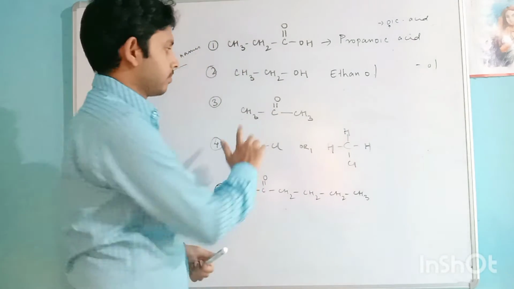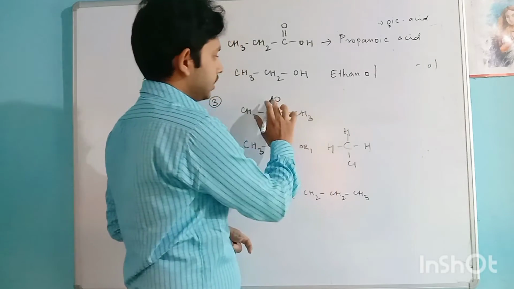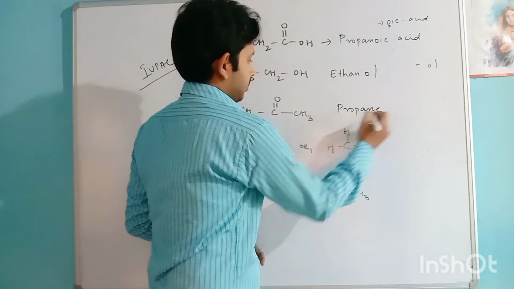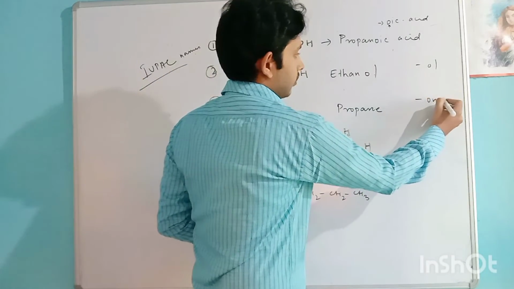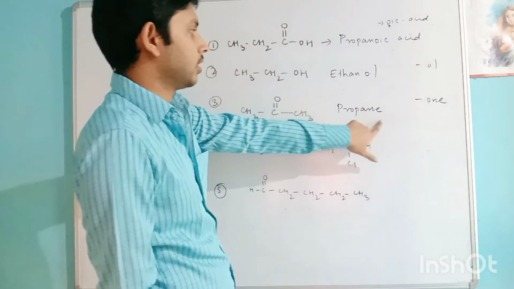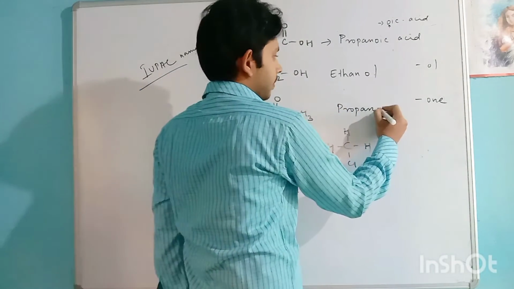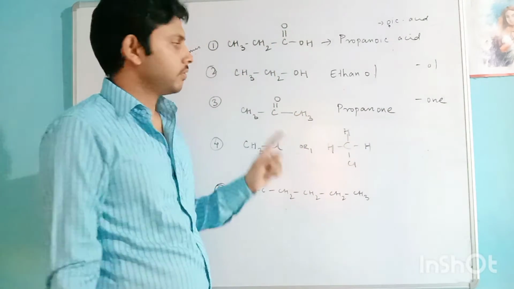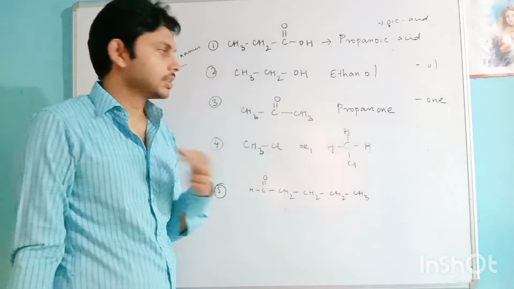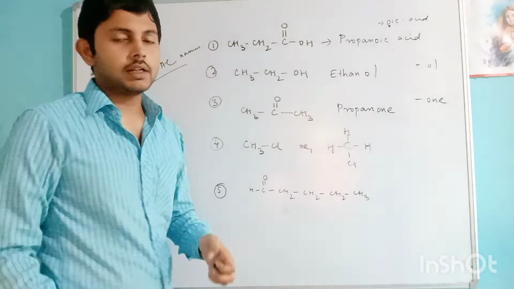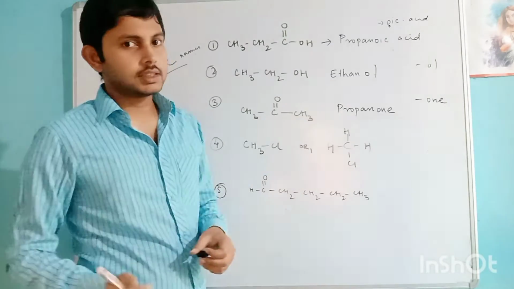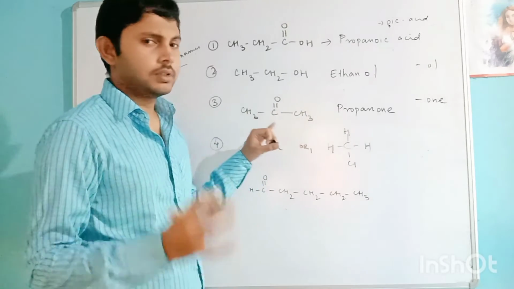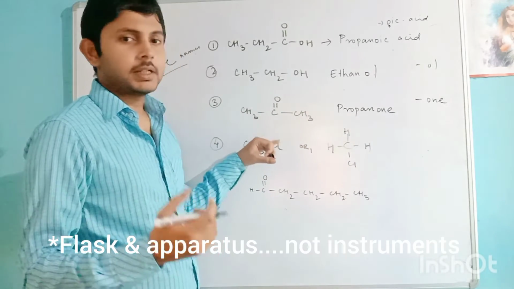This compound must be propane if this was not there. For ketone, the suffix is ONE. So here also a vowel, here also a vowel. We will write propanone. The common name of this compound is acetone, which is frequently used in labs. When you study in class 11 or 12 or in higher studies, you will use this often. Generally used to rinse the instruments in the lab.